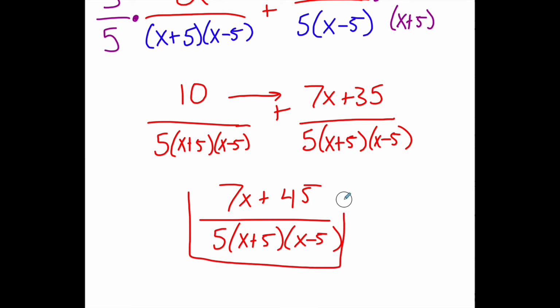Now people are going to say, Mr. Murray, can't I cross out this 5 and this 45? You cannot do that because 7x is not being multiplied by 45. It's being added to 45. So if you had 7x times 45, that's when you can cross that out.